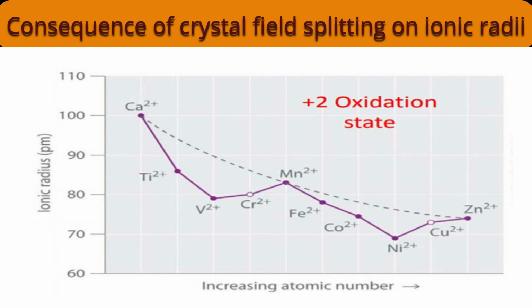Now compared to Mn+2, the electron is entering the t2g orbital, which is not causing shielding or repulsion, but the nuclear charge increases, and because of that, Fe+2 is experiencing a considerable decrease in size compared to the dotted line expected size.